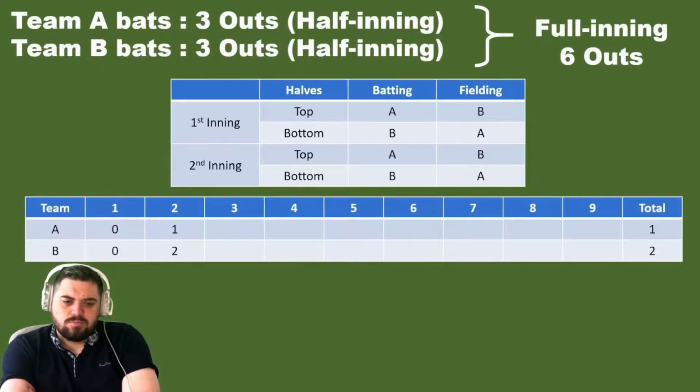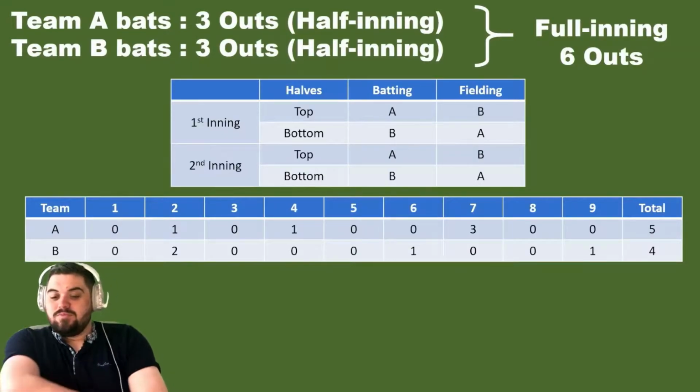After the second inning, A scored 1 and B scored 2, so the score is 1 and 2. At the end of 9 innings, they look at the score. A has 5 points, so A won the match. If it's a tie, they keep going one more inning until they have a winner.